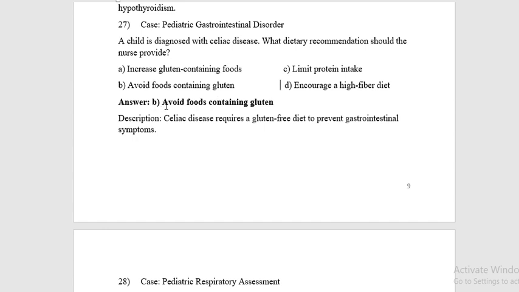Avoid foods containing gluten. Celiac disease requires a gluten-free diet. So, for managing this disease, we should avoid gluten intake to prevent gastrointestinal symptoms.